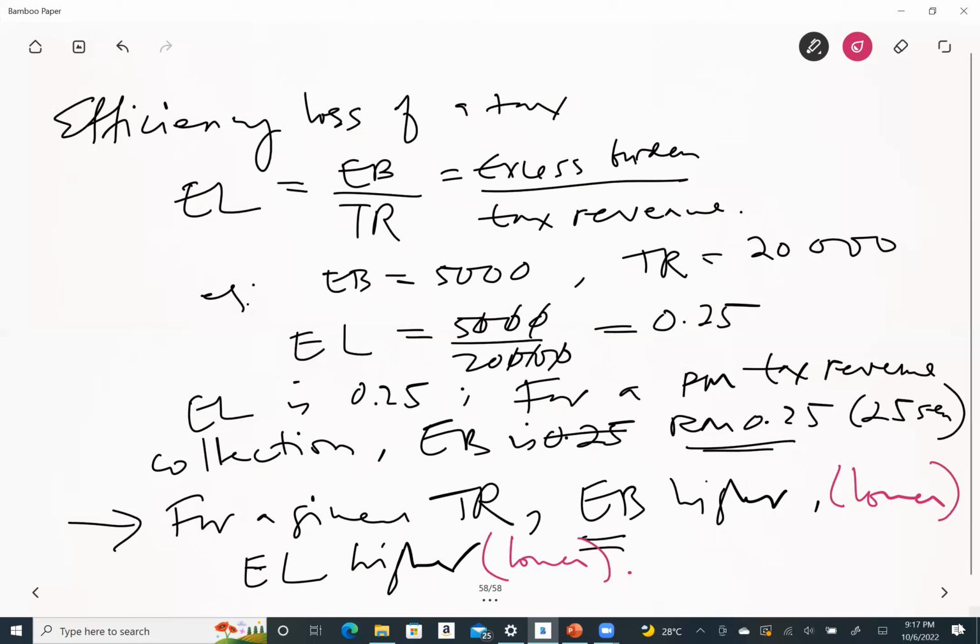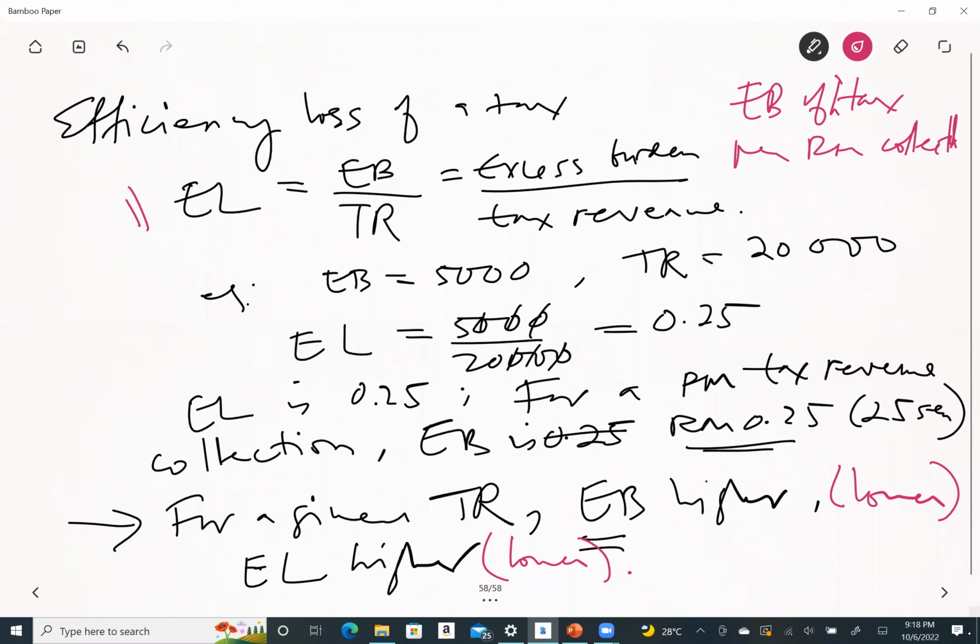So that is the meaning of the efficiency loss. In other words, you can say here, the excess burden of a tax per RM collected, or per RM raised. So that is efficiency loss. Okay. So what else? We just try to cover things that we are supposed to cover. So I just follow the book.